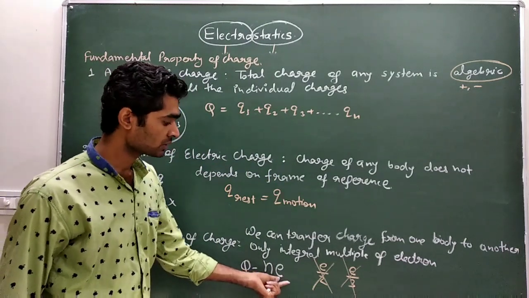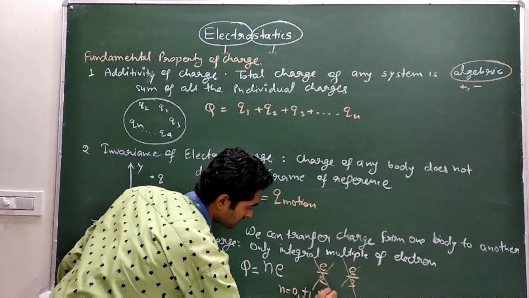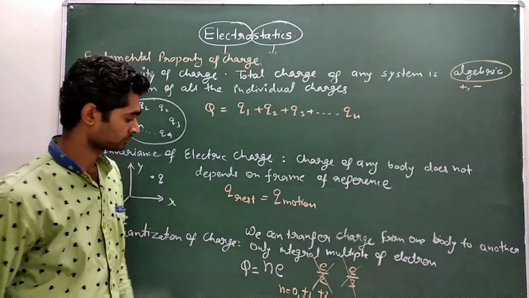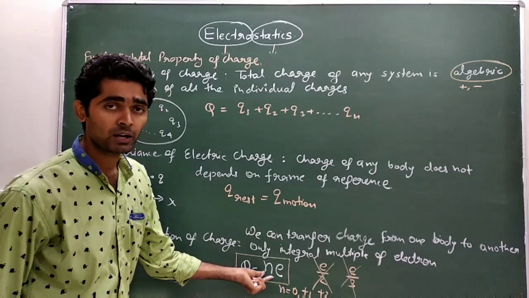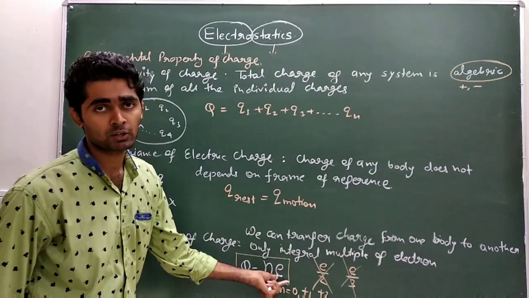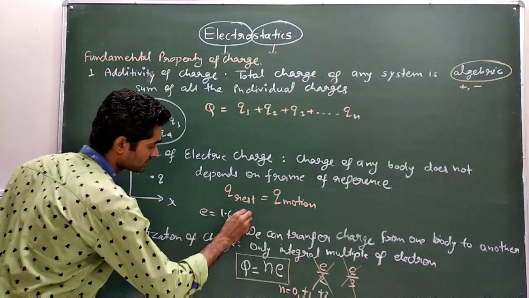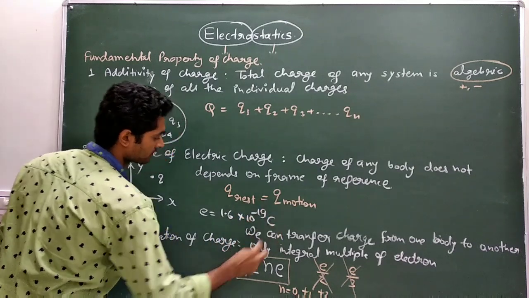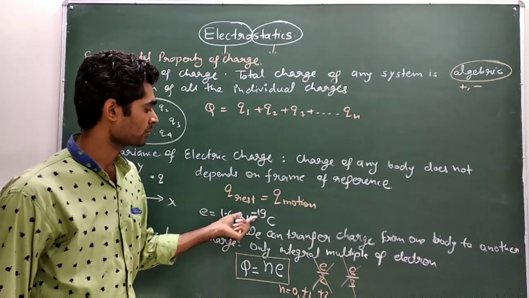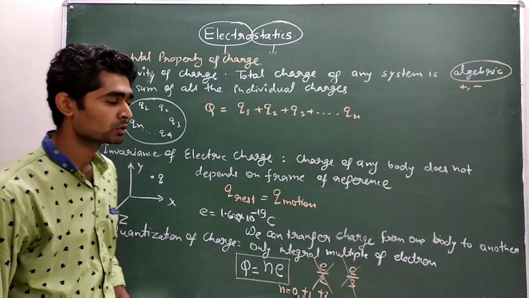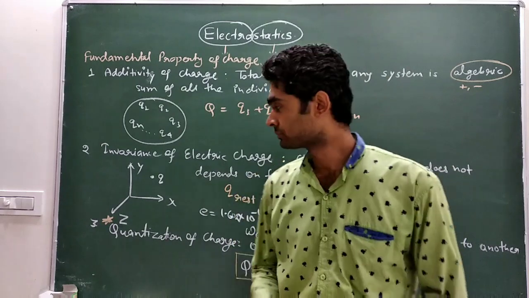So Q is equal to N into E. N is 0, plus minus 1, plus minus 2, and so on. So this is the formula. Q is charge, N is number of electron, E is charge on electron. Here we know the value. E is equal to 1.6 into 10 raised to power minus 19 coulomb. So this is the value of E, 1.602 into 10 to power minus 19 coulomb. So if you want to transfer the charge, then it will be always an integral multiple of E.